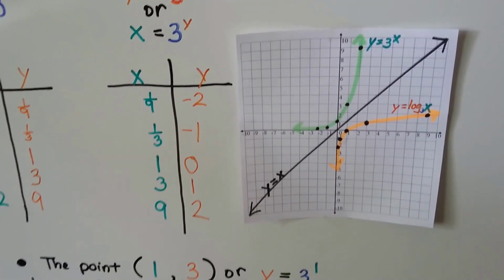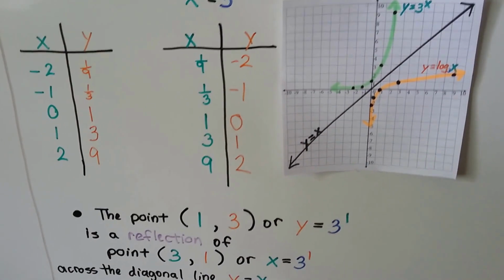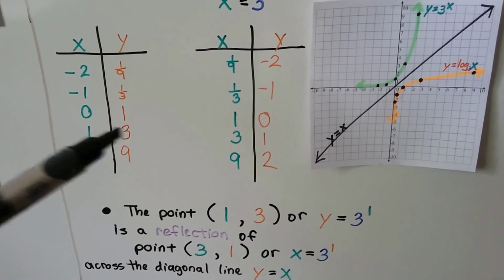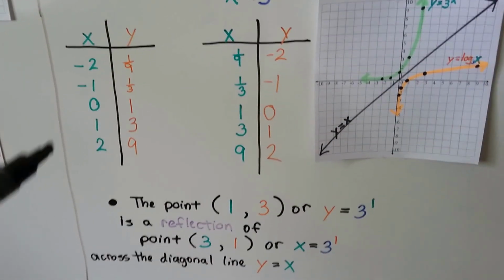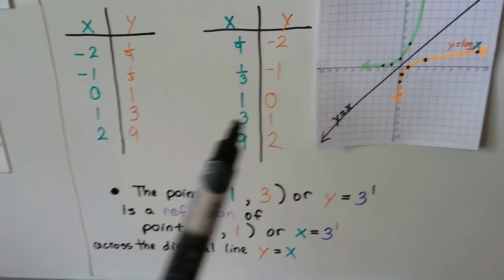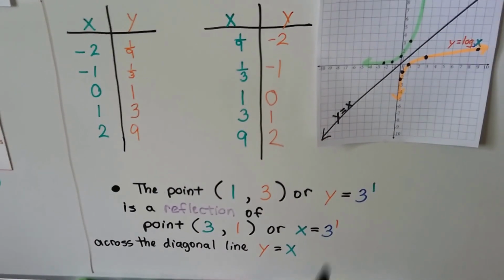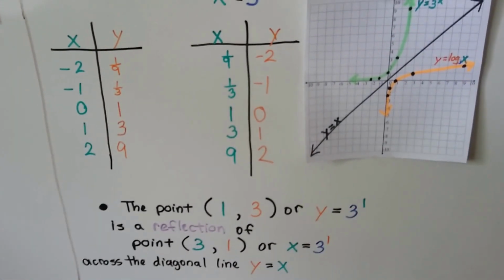See? Here's our diagonal line, y equals x. And the point 1, 3 right here, which is y equals 3 to the first power, is a reflection of the point 3, 1, or x equals 3 to the first power. Across the diagonal line, y equals x, all right?